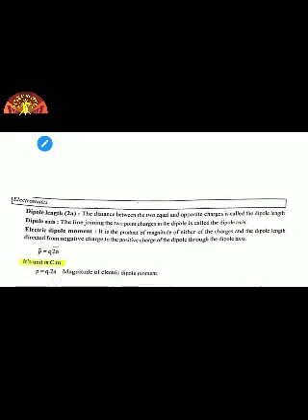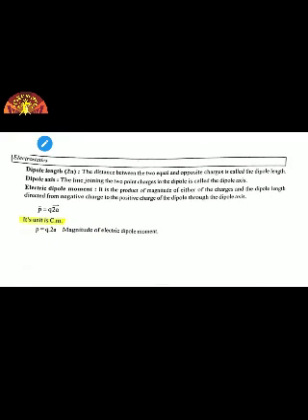What is a dipole? Dipole means when two opposite charges are placed at a particular distance apart. Like if one is a positive charge and one is a negative charge, and they are placed over a short distance apart, then that is called a dipole. You can see over here that we have two charges, plus q and minus q, placed at a distance of 2a apart. So this is a dipole. Okay. Next, dipole length. Dipole length is 2a, the distance between these two charges.